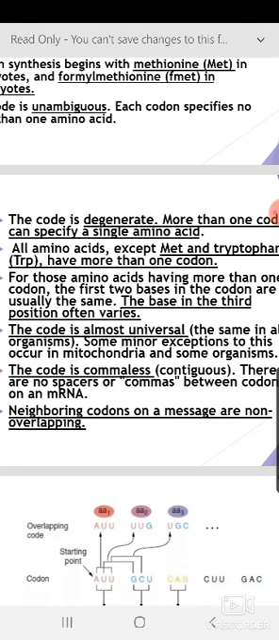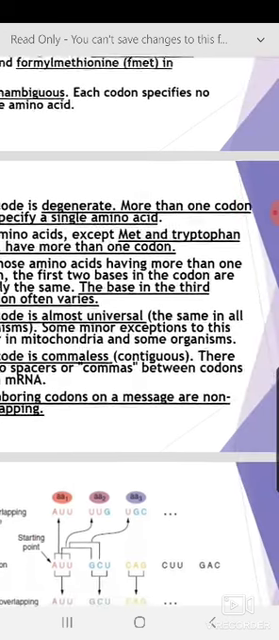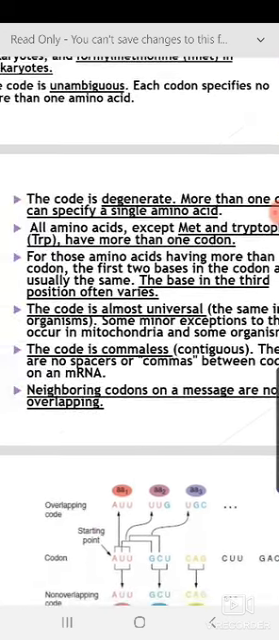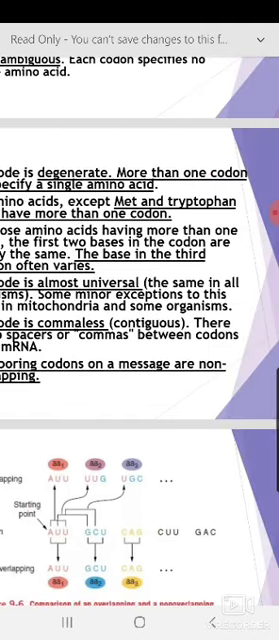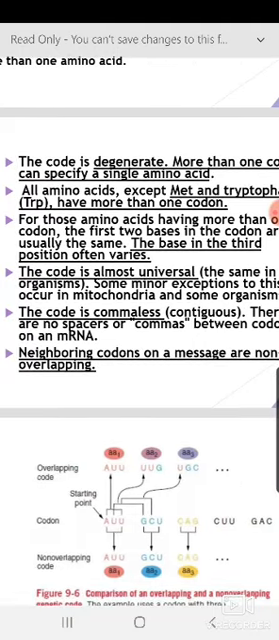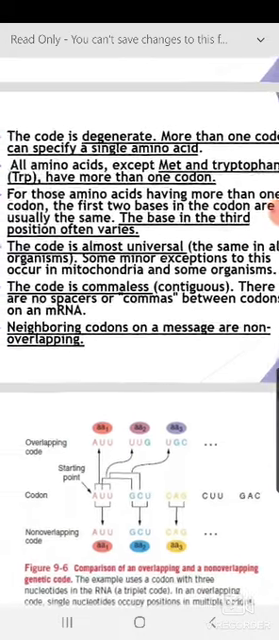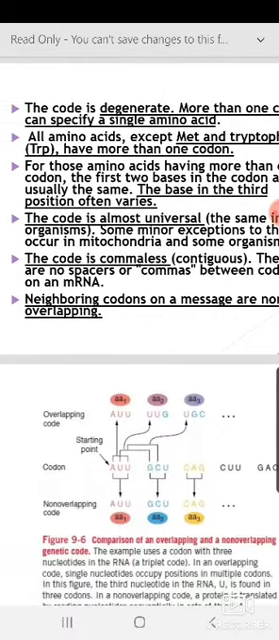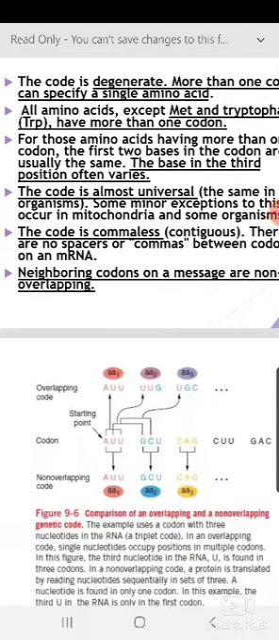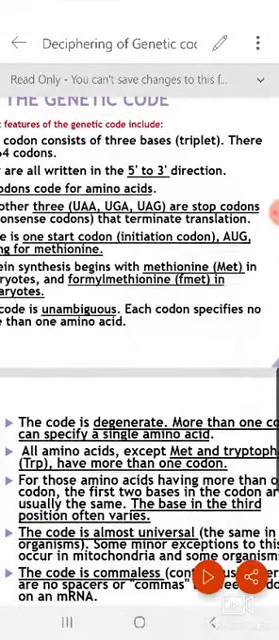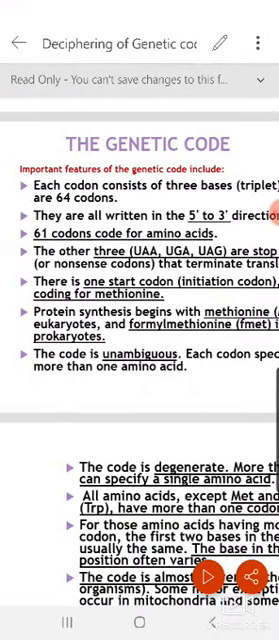These are all points you need to remember, and we will be clarifying each of them in later discussion. The code is almost universal, the same in all organisms. Some exceptions are there. In some mitochondrial DNA as well as some other organisms' DNA, there are a few codon ambiguities. The code is commaless, that is, there is no space or comma between the codons, and neighboring codons on a message are non-overlapping. So these are the specific characteristic features of the genetic code.